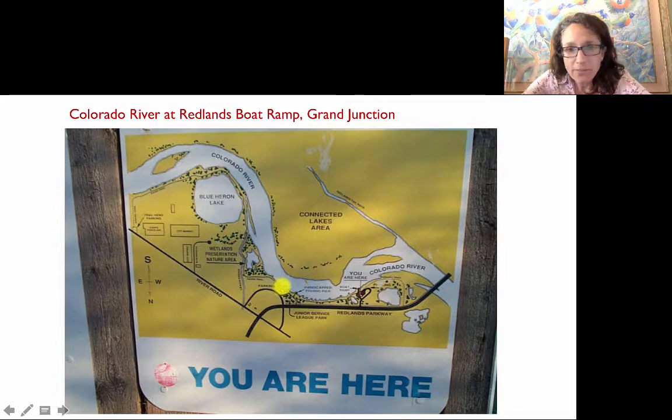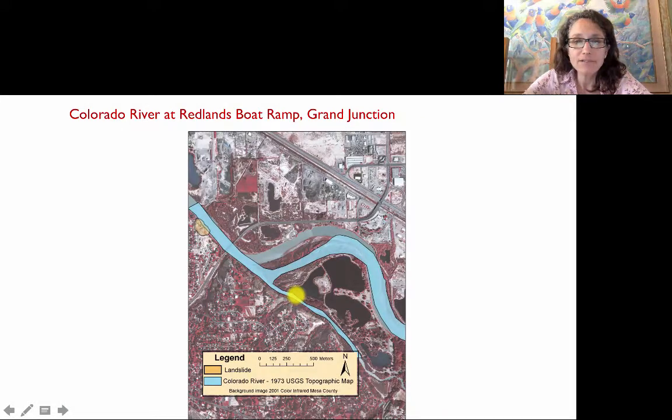You can see on the outer bank of this meander, there are all those little bumps. Those bumps are piles of rocks that they have installed to try to keep the river from moving. The blue outline here is the Colorado River from the 1973 USGS topo map, and the background image is from 2001. It's a color infrared image, so vegetation is red. This here is the landslide house, the house that's sliding into the river.